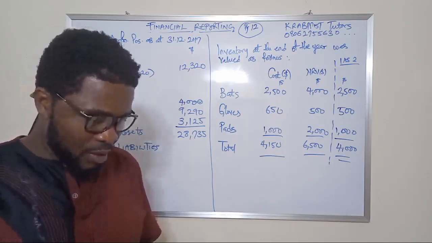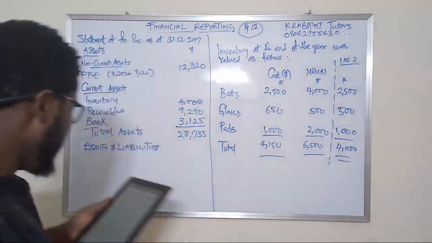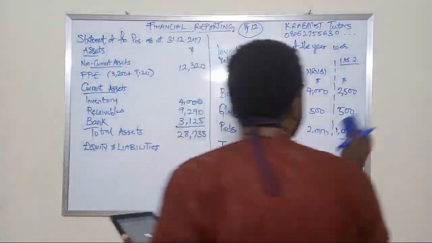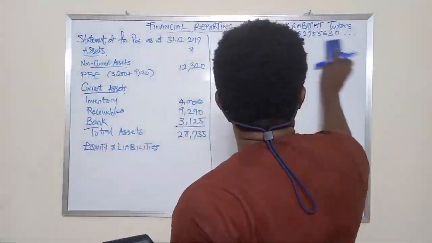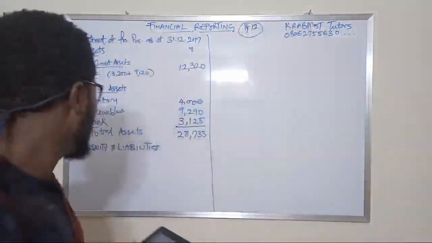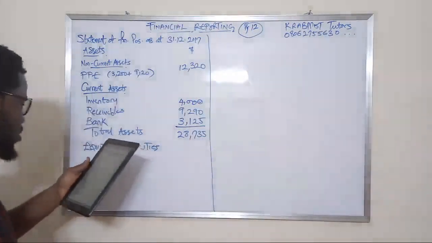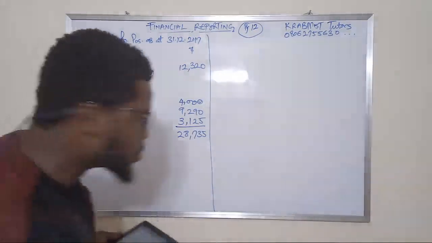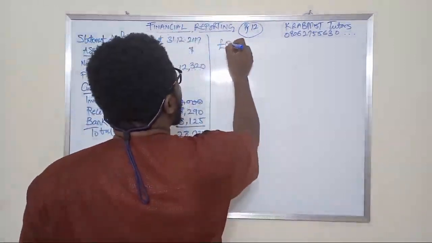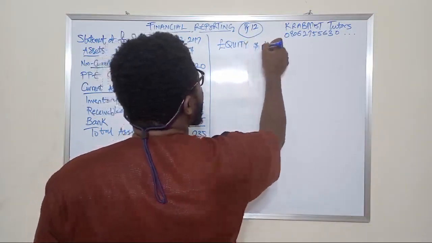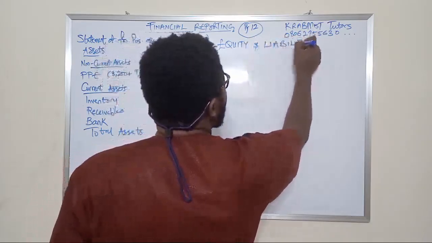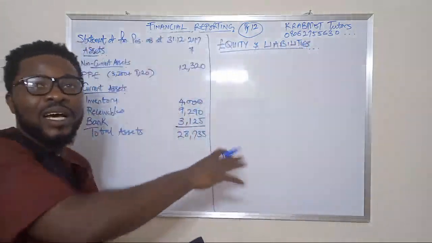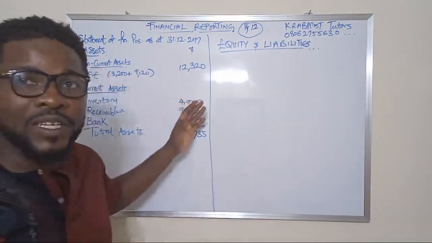Very good. I'm going to clean this off. You have this already. And we continue. Now what do we have here? We have equity and liabilities. Continuation from the question yesterday. We have done this. This is the format of the statement of financial position.